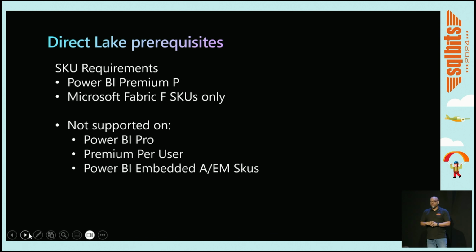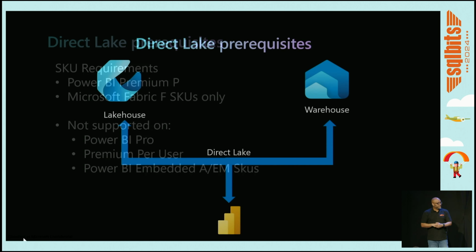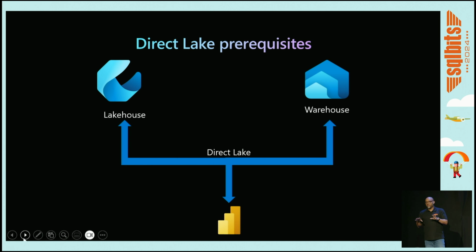It's only supported by certain SKUs. So Pro, Premium per user, and the embedded SKUs, you can't do Direct Lake with them. You need Premium or one of the Fabric SKUs, not per user. Right now, you need to create a lakehouse or a warehouse to get started. You create your lakehouse, you create your warehouse, and then you can go into Direct Lake mode. Once you build your model, you point to the tables there. Even if you create shortcuts to tables in your lakehouse, it still works.